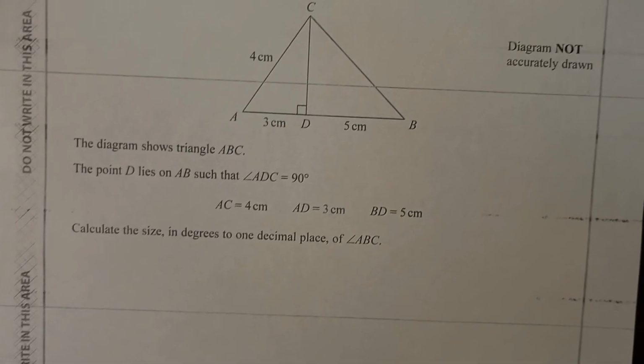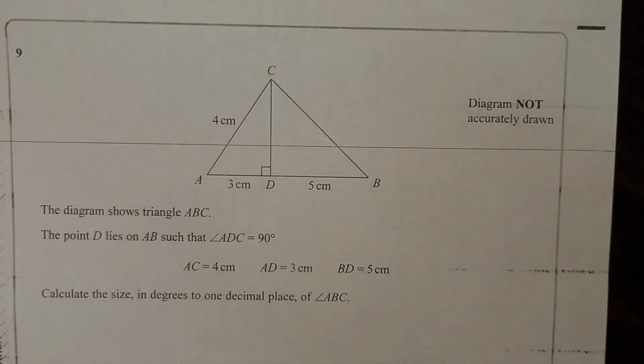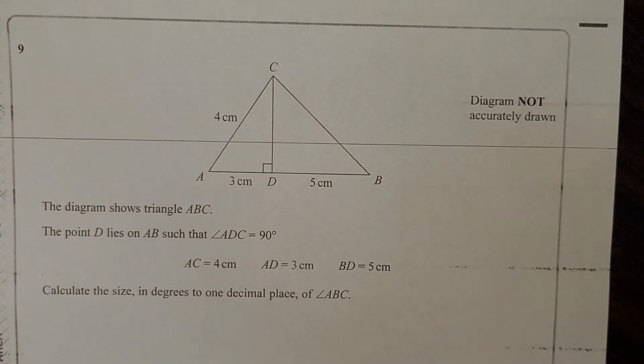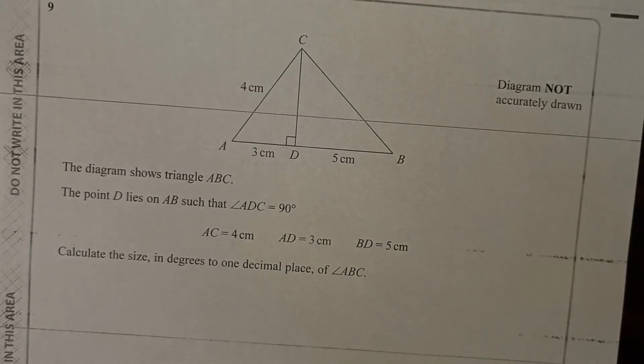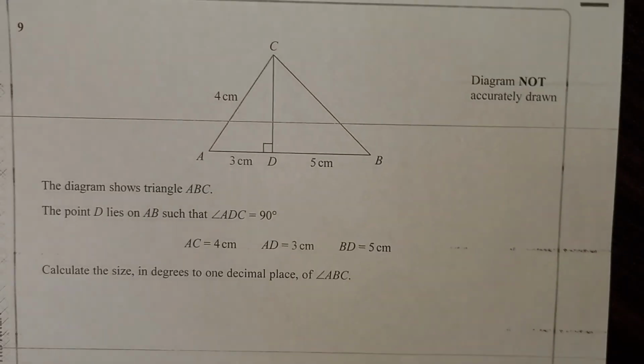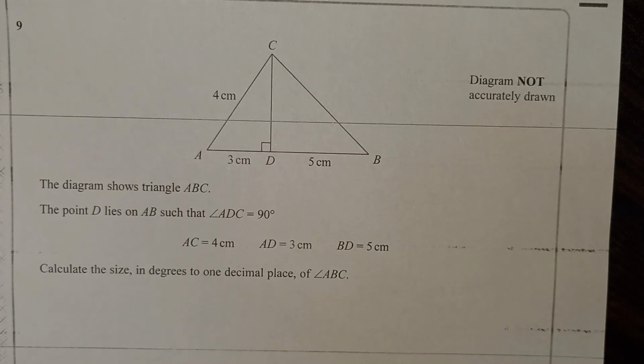Now for our last question for this part of the video, question 9. The diagram shows triangle ABC. The point D lies on AB such that ADC is equal to 90 degrees. The values are given below as well as on the diagram. They're the same. Calculate the size in degrees to one decimal place of ABC.